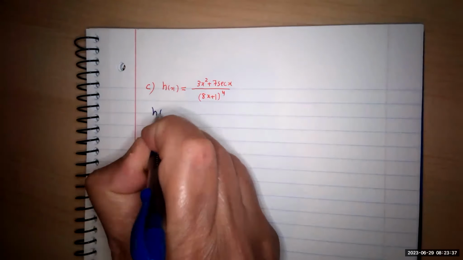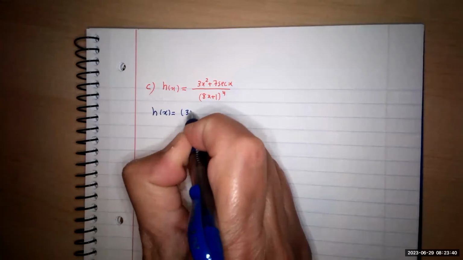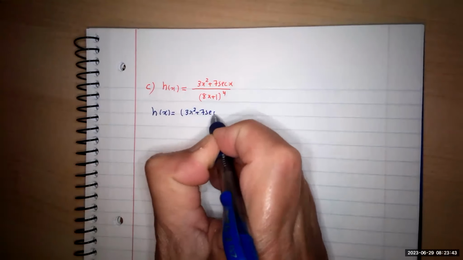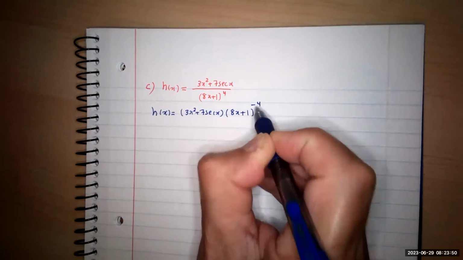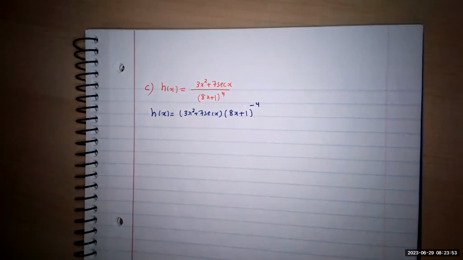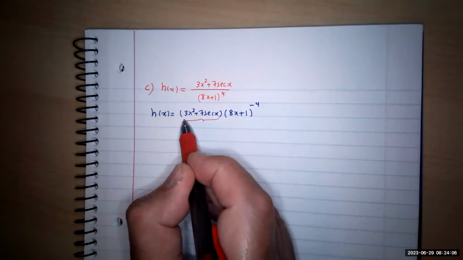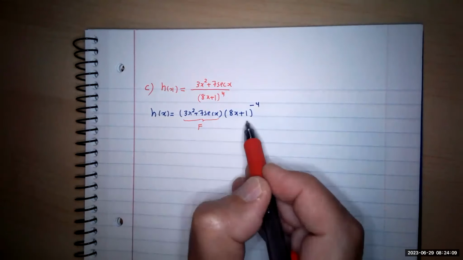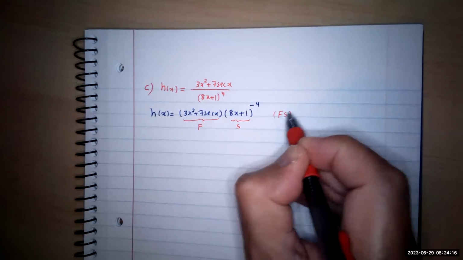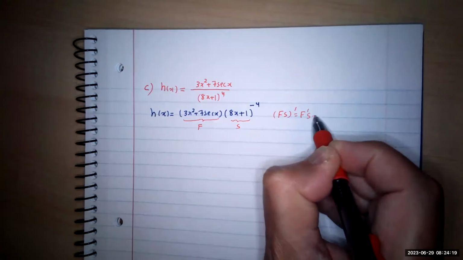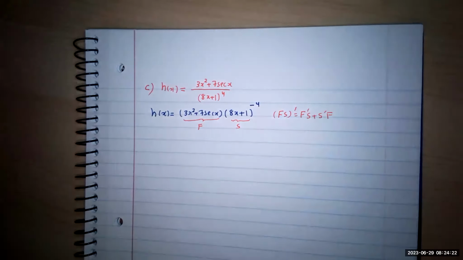So move it up. h of x is equal to, the top one stays the same, 3x squared plus 7 secant x. Now you move up this one, (8x + 1) to the negative 4. You see, it's a product of two functions, so that takes you back to the previous case, the product case. So remind yourself that it's a product of two functions. This is going to be your first function, and this is going to be your second function. So remind yourself that you are going to apply the product rule: the derivative of the first times the second, plus the second times the first's derivative, as we did for the other one.